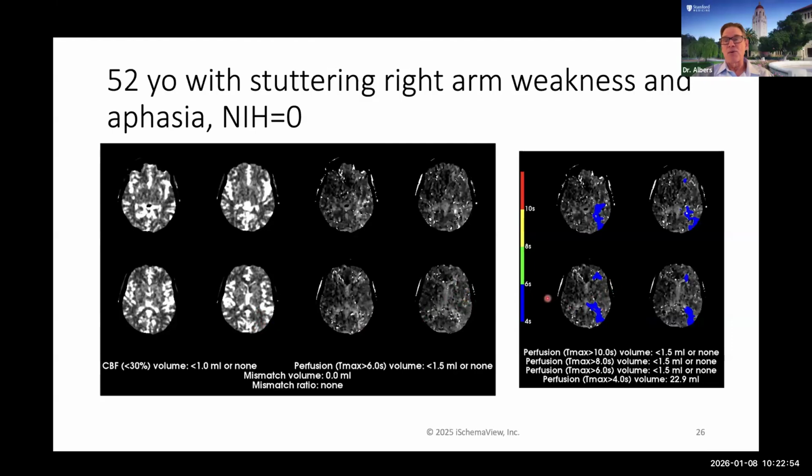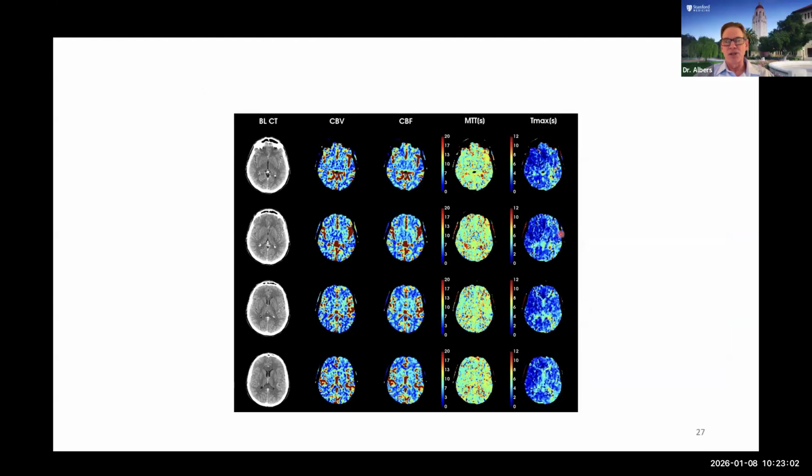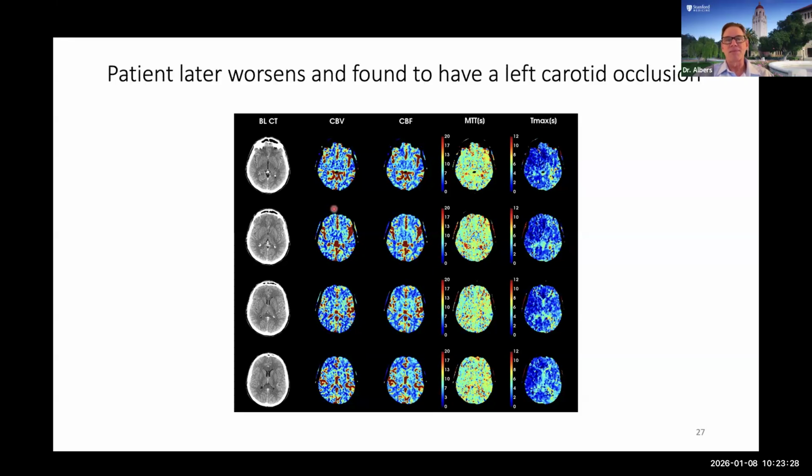If you look at the 4 threshold Tmax map, I think it's easier to see that we've got a watershed territory, and it's even easier to see that when you look at the color map, right? I can see a watershed perfusion deficit going on in the left hemisphere. So this is not a normal map. This is flagging us to see that the carotid distribution on the left has got delayed flow. We can see that there's some increased CBV. The vessels are dilated, trying to bring as much blood flow as possible to that left hemisphere that has a carotid stenosis that turned out to be very high grade, and the next day went on to an occlusion.